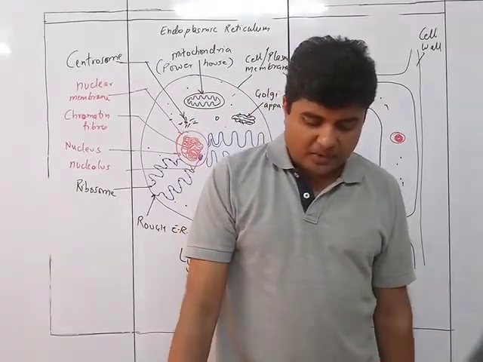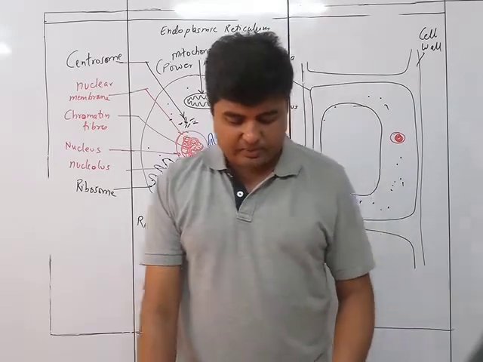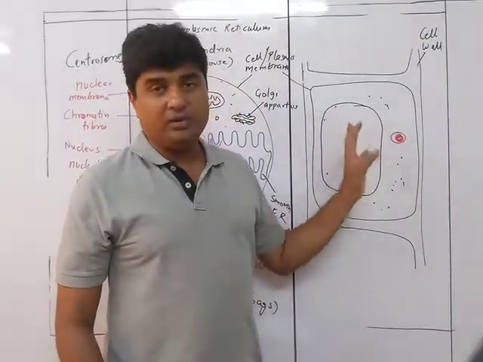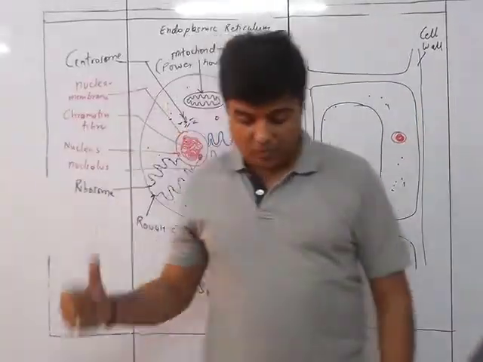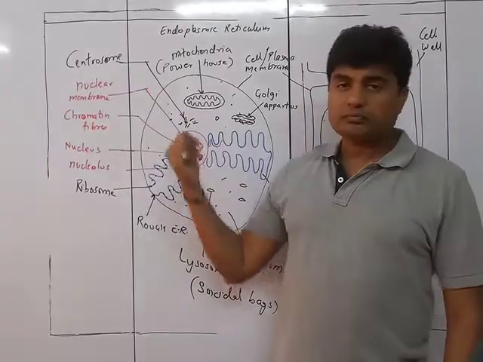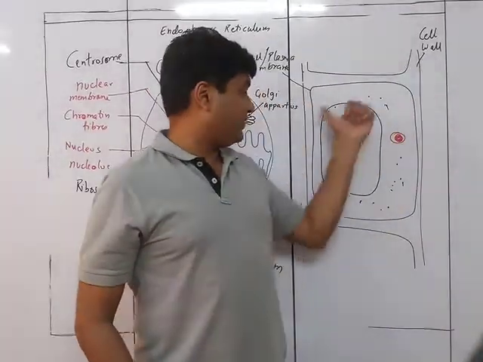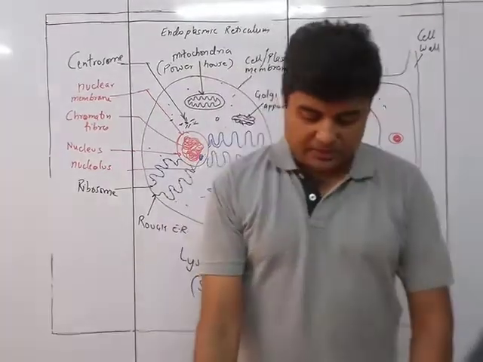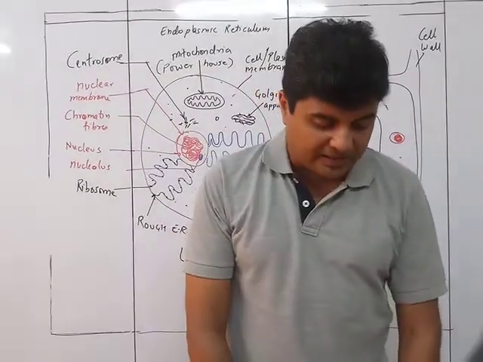In the arrangement of cytoplasm, in the plant cell there is only a thin lining of cytoplasm, mostly pushed to the periphery. Whereas in the animal cell the cytoplasm fills almost the entire cell. So here the cytoplasm is only in the periphery, whereas here the cytoplasm is in the entire cell. So that was the difference between the plant cell and animal cell.